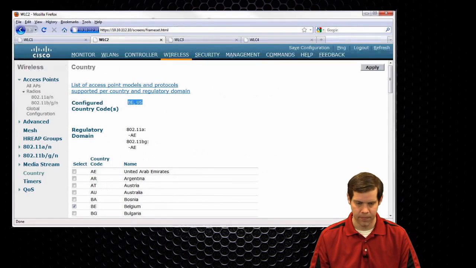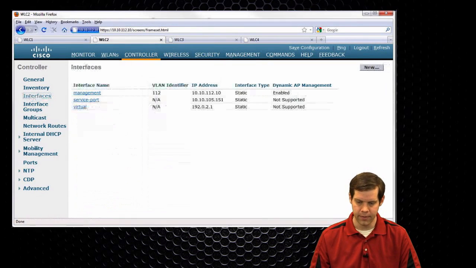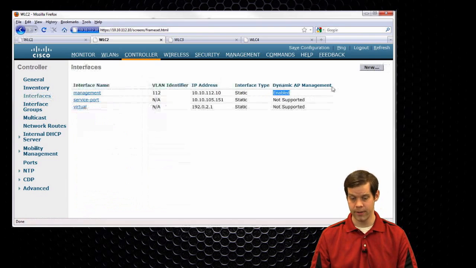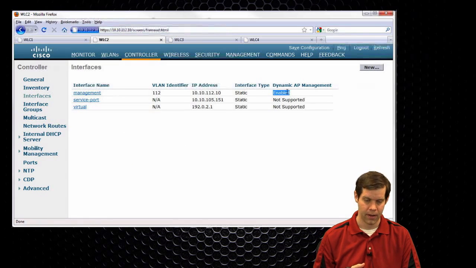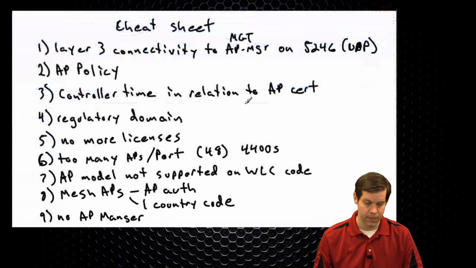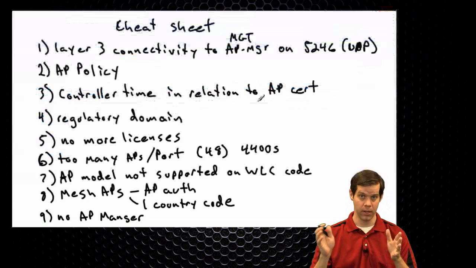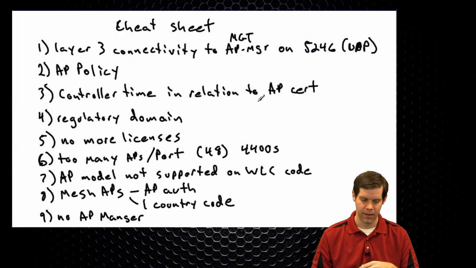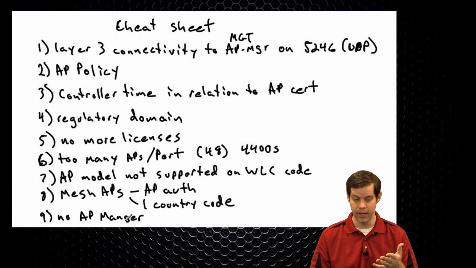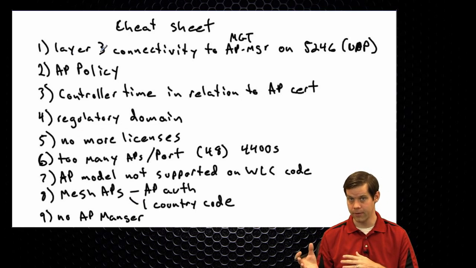To check that, you can just go into the interfaces on your controller. You just need to have something with the dynamic AP management set to enable. As long as you have that, it will send back an AP manager IP address in that discovery response, and everything's fine. Some of these are going to affect 1 or 2 APs at a time. Some are going to be globally affecting, like if the time was ridiculously off, it would probably affect every single AP. Obviously, no AP manager would affect every single AP. Some of it may be layer 3, some stuff has layer 3, some stuff doesn't.